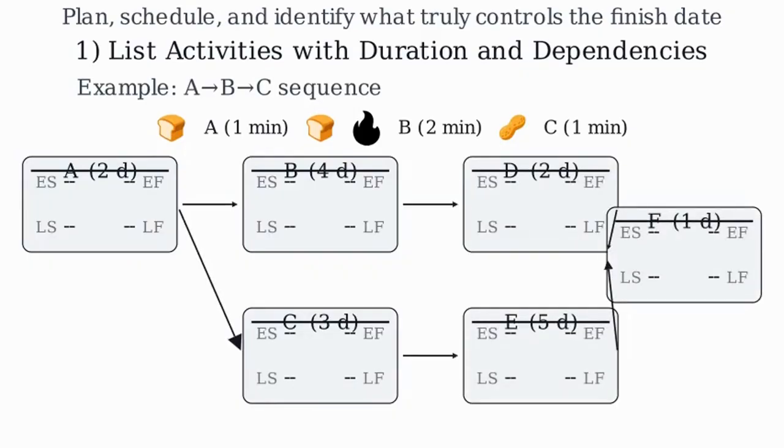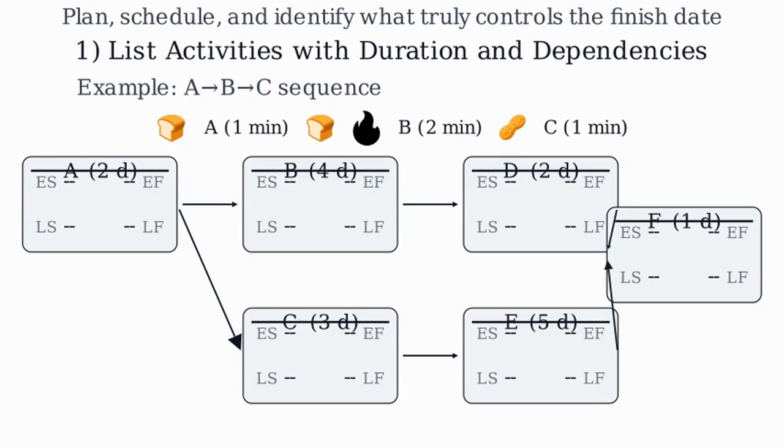Here is our small project with 6 activities. A, duration 2 days, no predecessors. B, duration 4 days, depends on A. C, duration 3 days, depends on A. D, duration 2 days, depends on B. E, duration 5 days, depends on C. F, duration 1 day, depends on D and E.